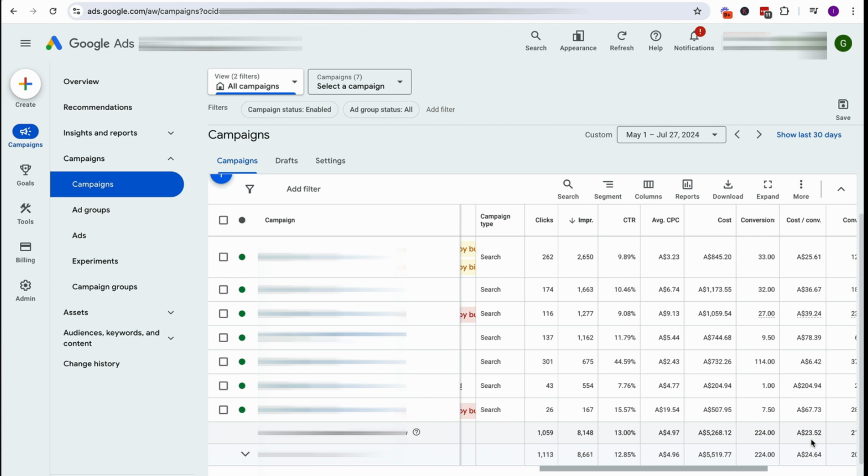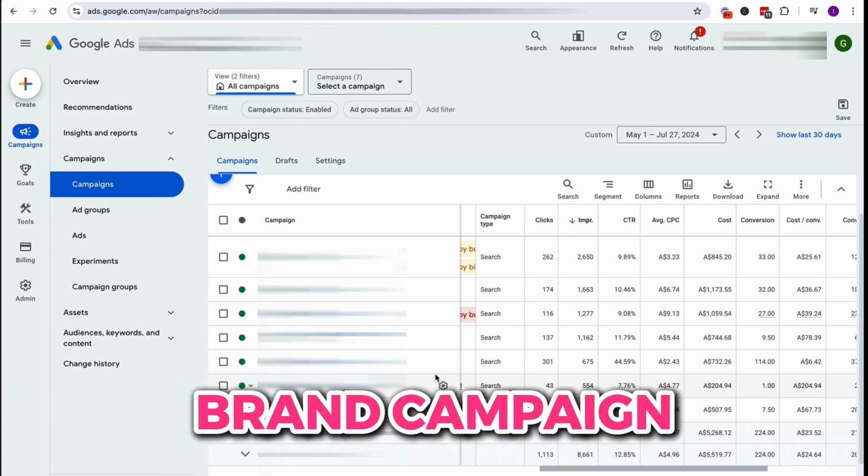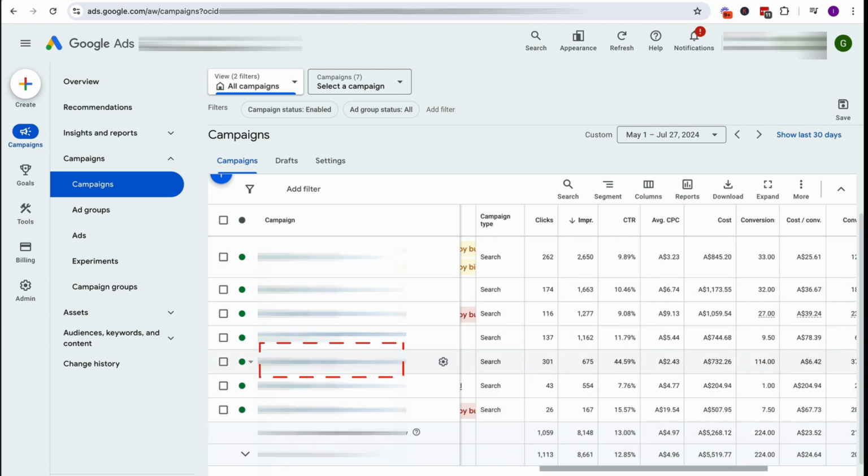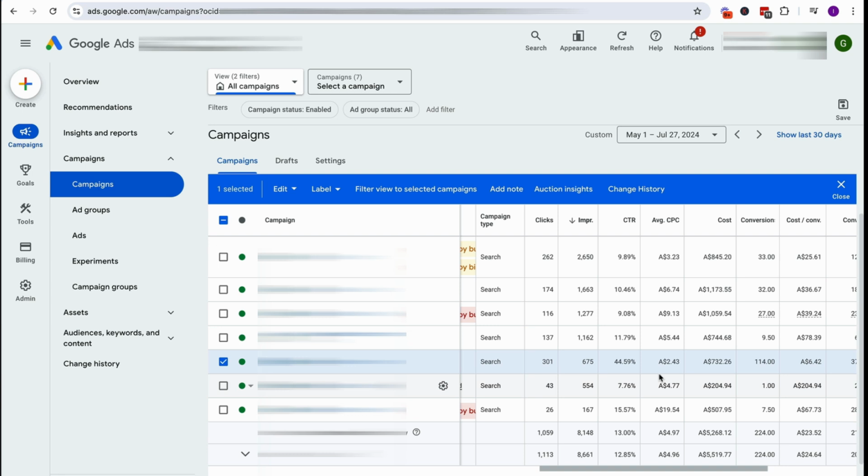So the first must-have campaign, I believe, is a brand campaign. And I'm sorry I've had to blur out these campaign names, but this particular one is our brand campaign here. And as you can see here, no surprise, we are getting a lot of leads at a really low cost. So 144 leads here at a cost per lead of $6. So really negligible, I would say.